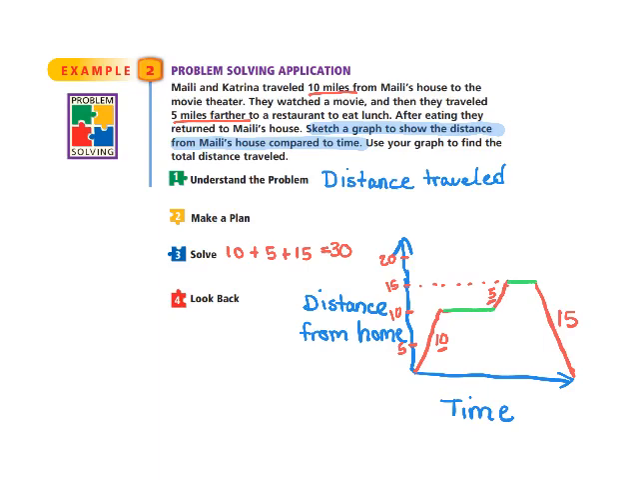The look back step of solving our problem is where I'm going to think about whether or not this is reasonable. Well, if they went 10 miles to the movie theater, then they'd at least need to come 10 miles back. 5 miles further to a restaurant, 5 miles back. Yeah, my 30 makes sense. So I can be pretty confident that they traveled 30 miles as their total distance.